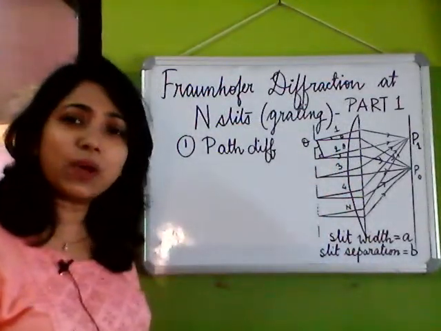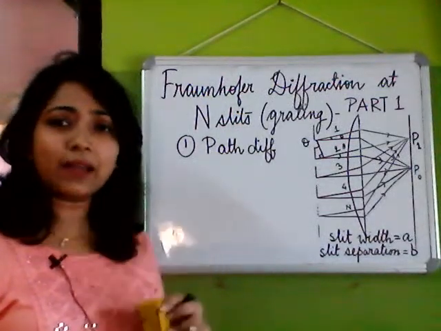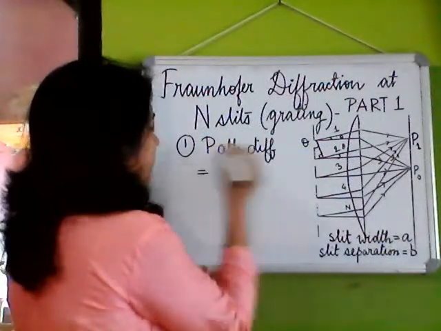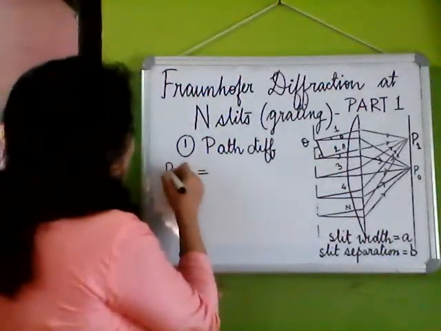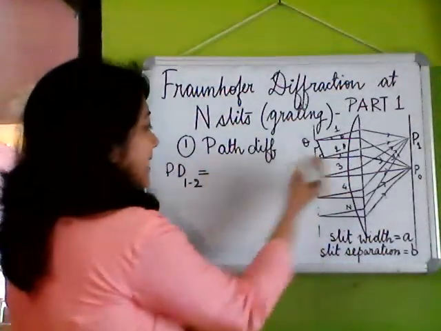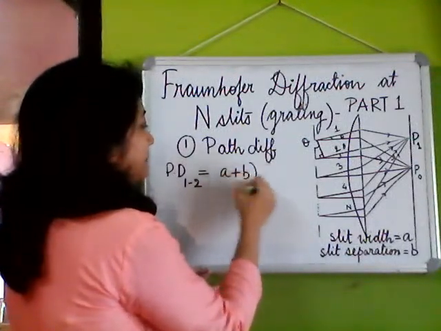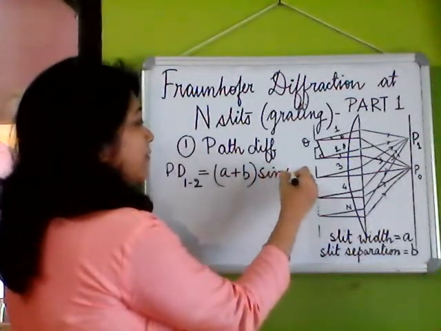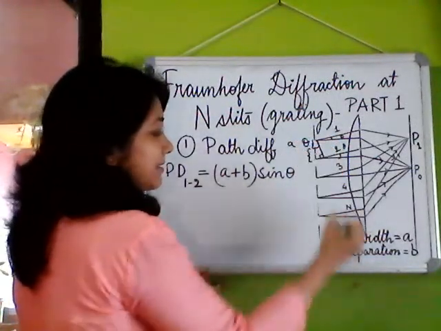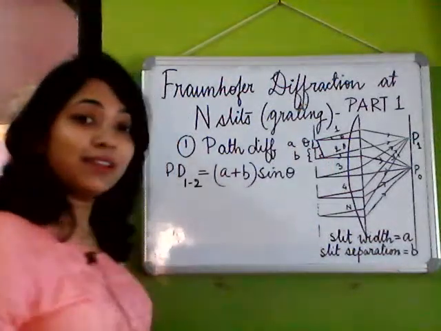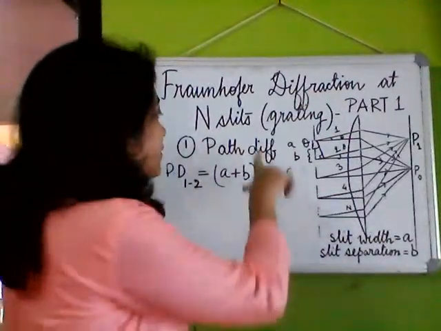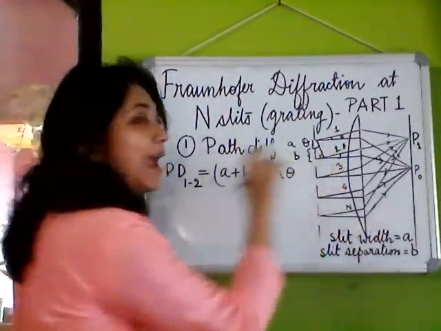We have already discussed this once and twice in case of single and double slit. So you will readily agree with me when I write that the path difference between source number 1 and source number 2 can be written as (a plus b) sine theta. Why a plus b? Because individually the slit width is a and the slit separation is b. Agree?